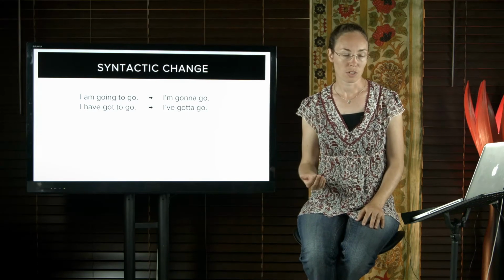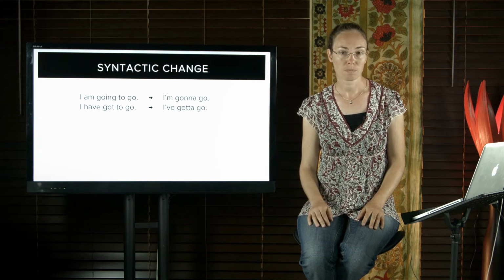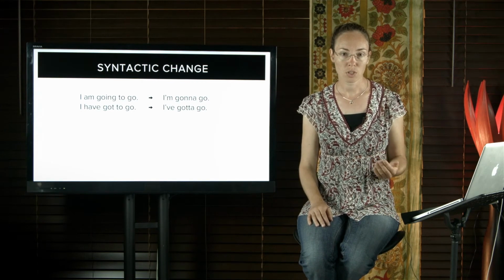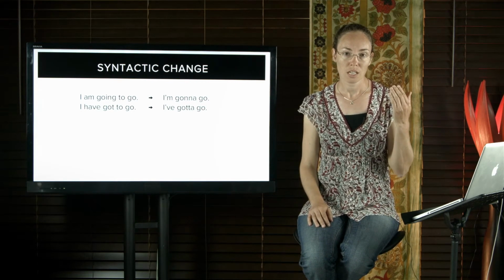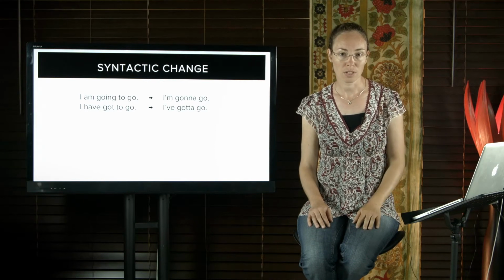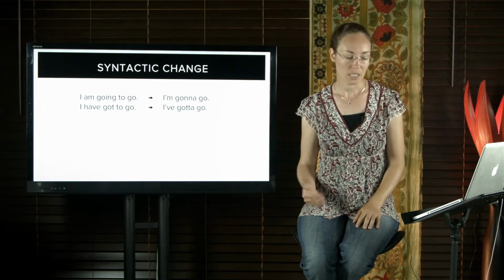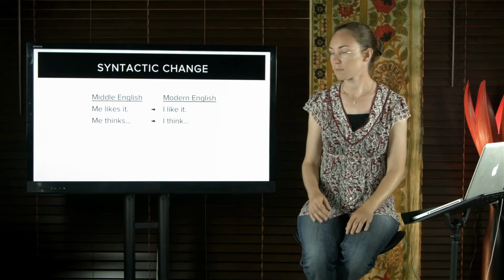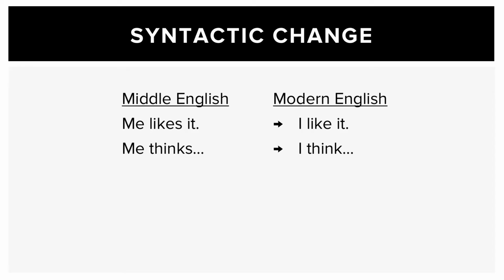The argument structure of a language can also change. For example, in Middle English, verbs to do with mental activities needed subjects in accusative case. Now they need subjects in nominative case. So from "me likes it," we've now changed to "I like it." "Me thinks" has become "I think."